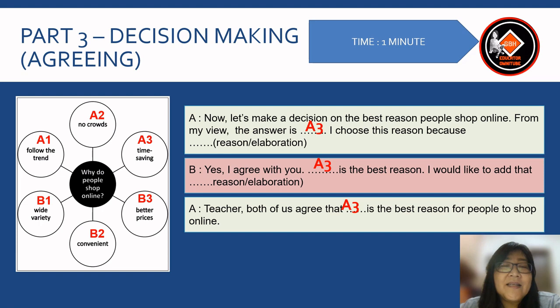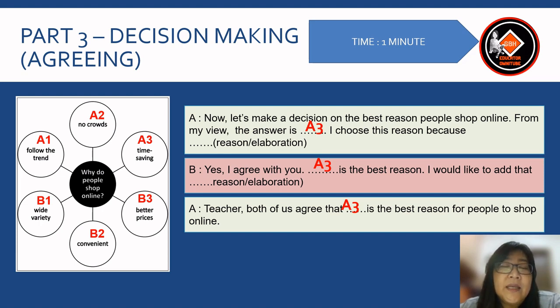Dear students, now let's look at part 2 or part 3, phase 2. This is decision making. So there are two ways of doing this. In the decision, both of you can agree on an idea or you can disagree. So remember here the time is only 1 minute. So 1 minute means you can only elaborate on one point or idea. So let's look at the sample dialogue here. You can fill in the blanks with your answers.